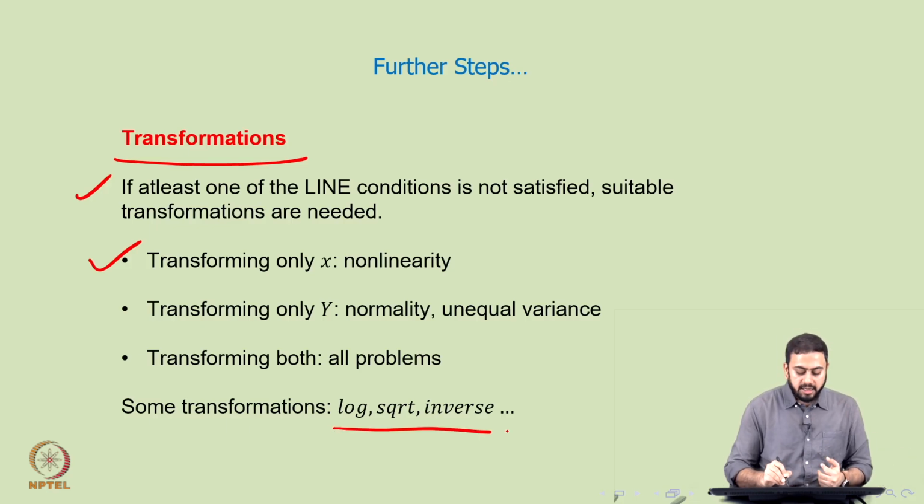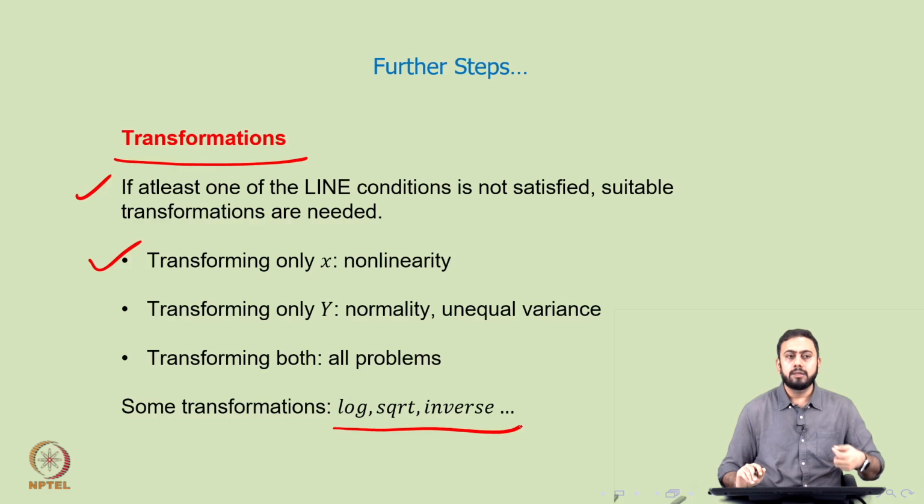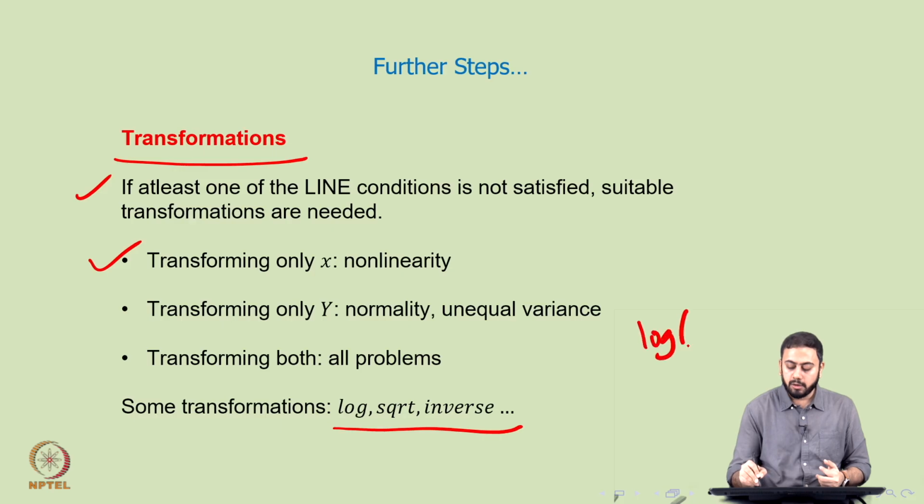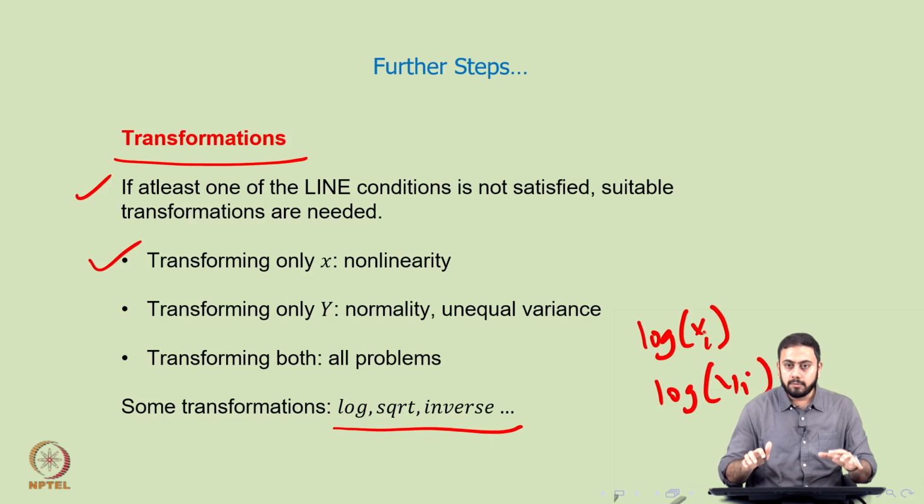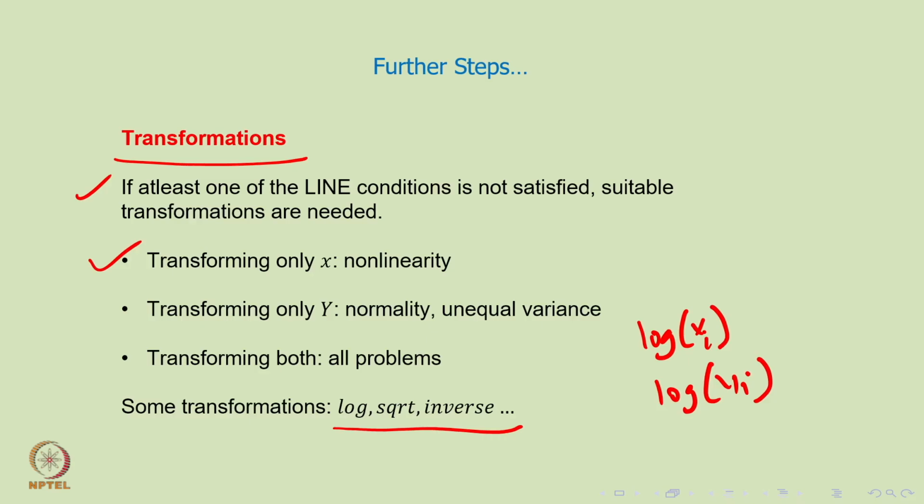These are some standard transformations that people apply: log, square root, inverse and many more. When you say log, essentially what you are doing is simply taking the log of either the x variable or the y variable that you have. You make a transformation and refit the regression, in the hope that the problem would be solved.